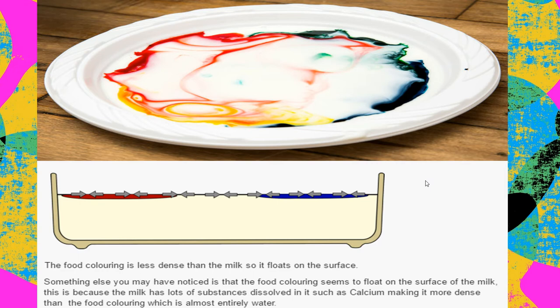Something else you may have noticed is that the food coloring seems to float on the surface of the milk. This is because the milk has lots of substances dissolved in it, such as calcium, making it more dense than the food coloring, which is almost entirely water.